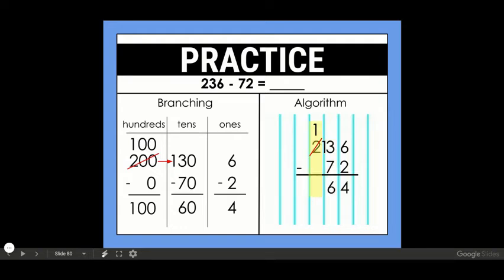Now let's move on to the hundreds. Now I have 1 hundred minus 0 hundreds. 1 minus 0 is just 1. So let's compare our answers. Over here with the algorithm, I got a difference of 164. Over here with branching, I got the expanded form of 164, which means I got the same answer for both problems.